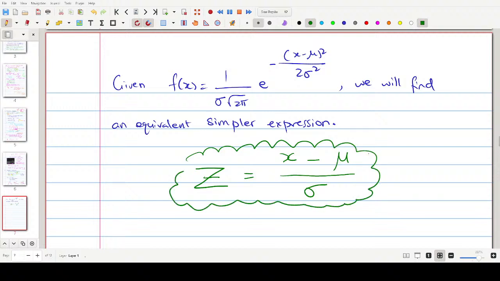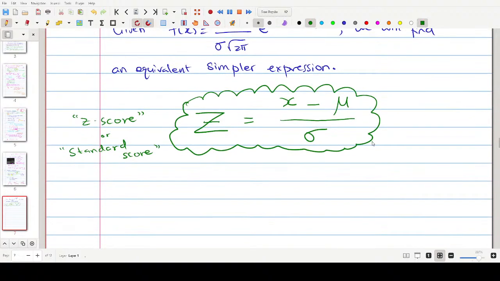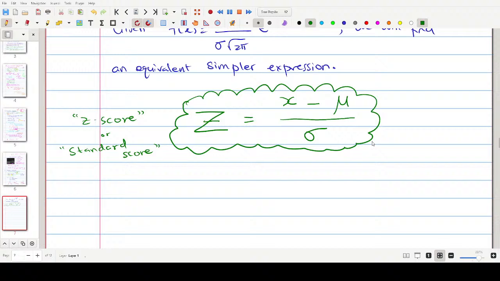What we do is that given the question, from the question we will find out the z. So this is called the z score. This is called the z score, or it can also be called the standard score. So given the value of x, we will find out the z, right?